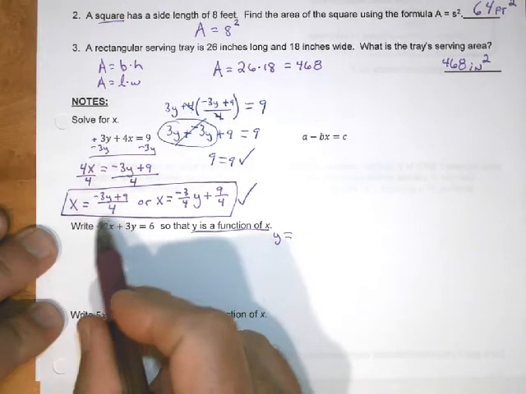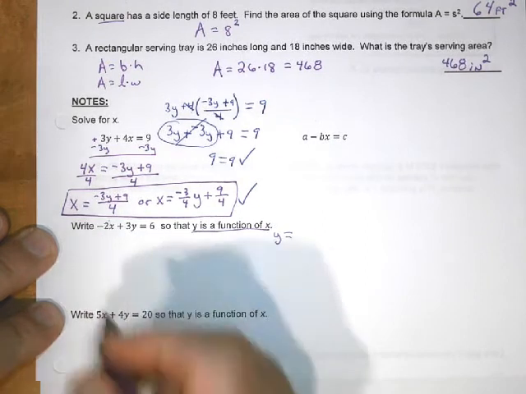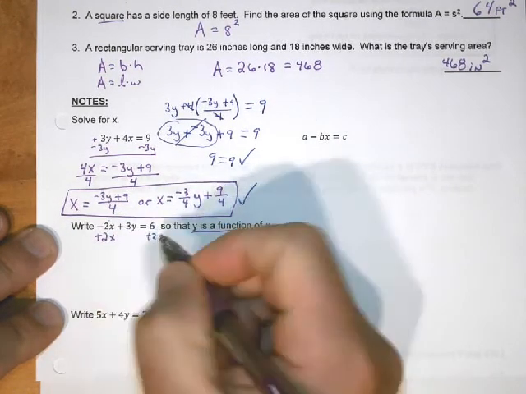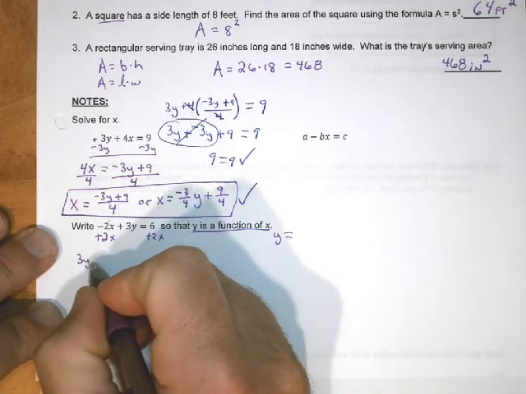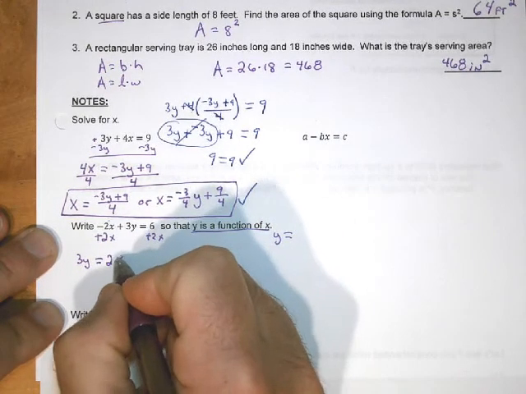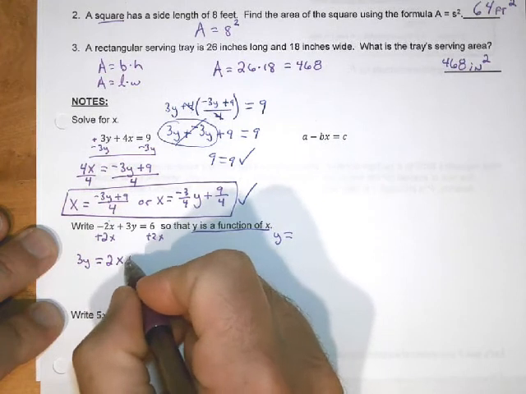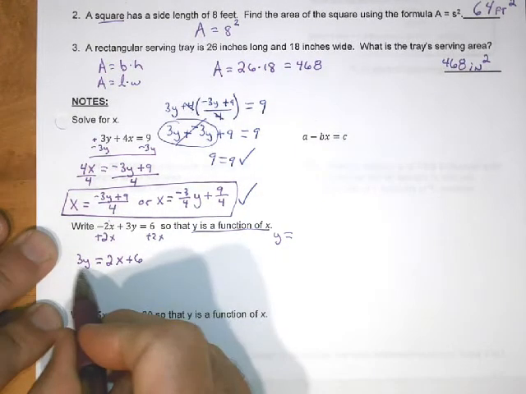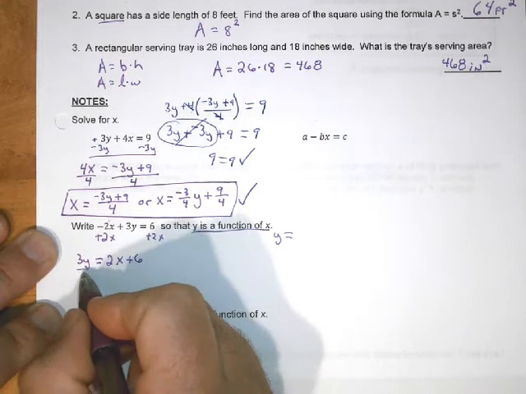So starting with this one, to get y by itself, what's attached to it? We need to undo the minus 2x. So we'll add 2x to both sides. So we're left with 3y equals, again, please put the variable first, 2x, and that was a positive 6.